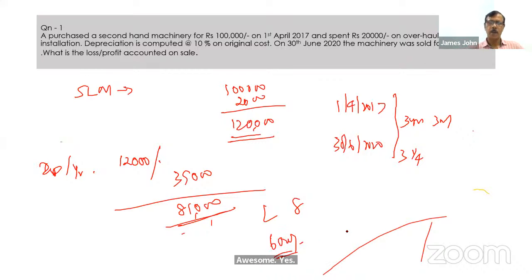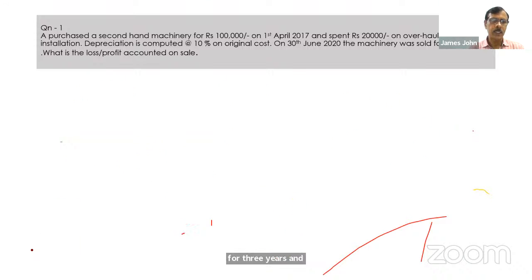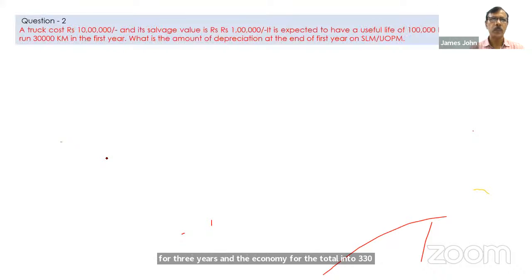On the 39,000 calculation, please repeat, sir. Per year, 12,000. So calculate the depreciation for 3 years and a quarter. For 3 years, 12 into 3, 36,000. And for a quarter, for 3 months, you calculate. If for 1 year it is 12,000, what is for a quarter? 3,000. So 36 plus 3, 39,000.